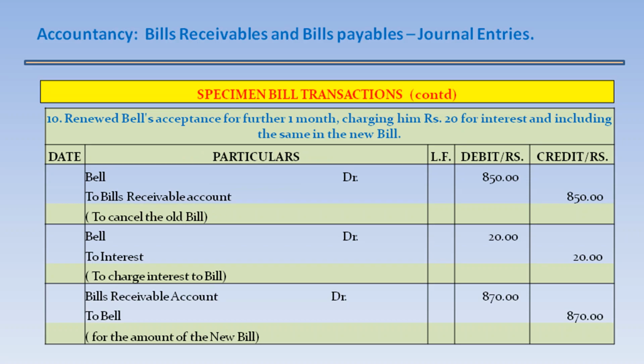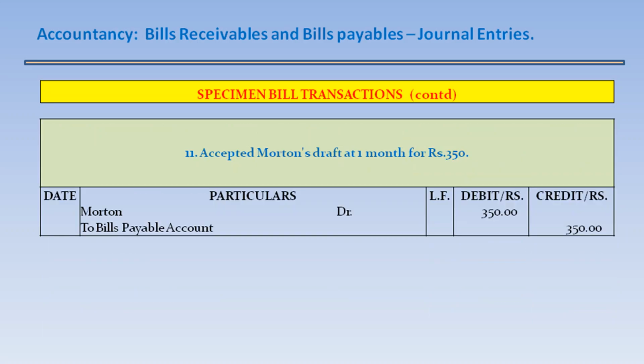10. Renewed Bell's acceptance for a further 1 month, charging him 20 rupees for interest and including the same in the new bill. Bell debit 850, to bills receivable 850. Bell debit 20, to interest 20. Bills receivable account debit 870, to Bell 870.